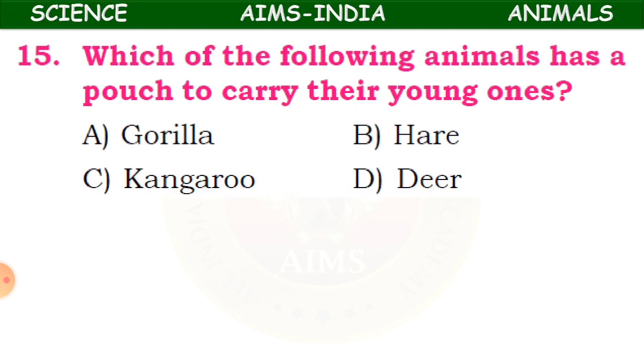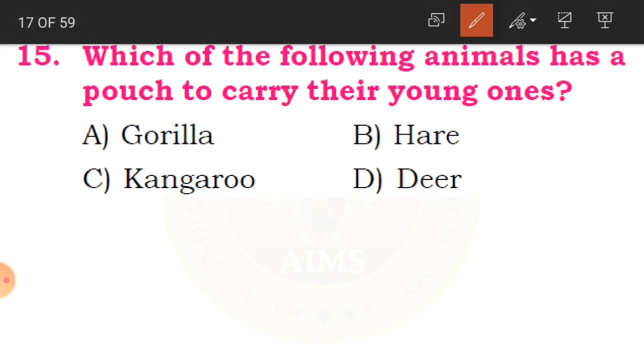Clear? Which one of the following animals has a pouch to carry its young ones? We have already learnt this. Whether A gorilla, B hare, C kangaroo, or D deer. Gorilla is just like a chimpanzee, hare is like a rabbit, kangaroo, and deer. Which one has got a pouch? Yes, it is C option, children, kangaroo.